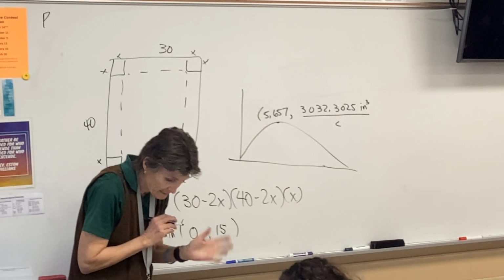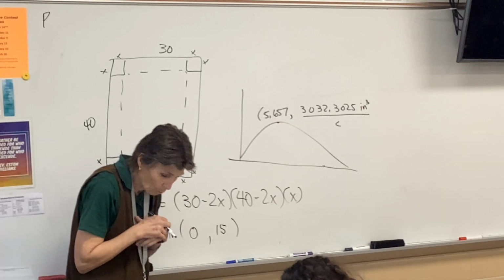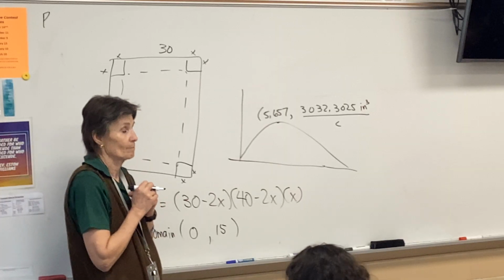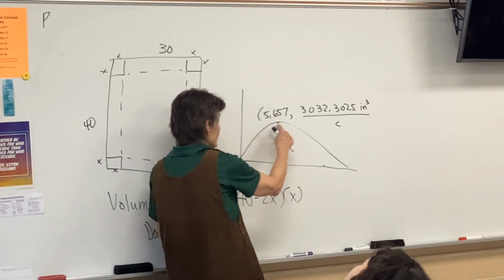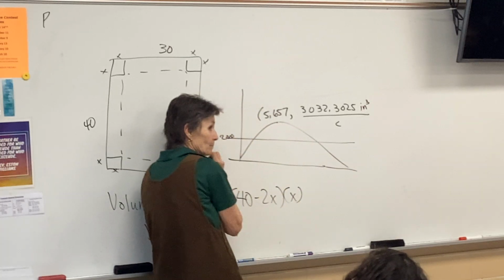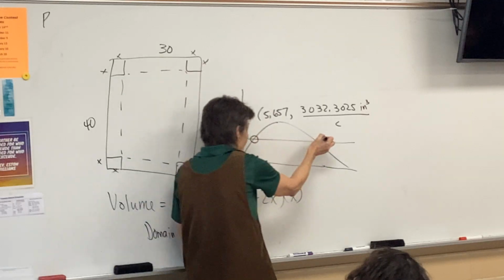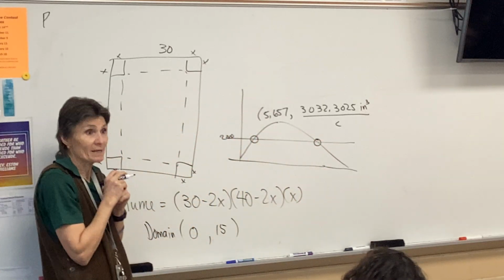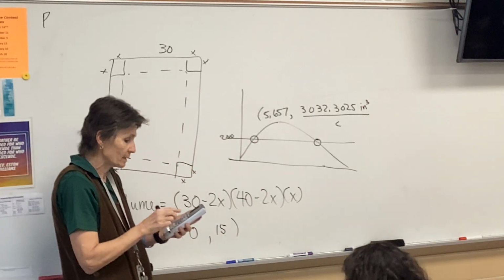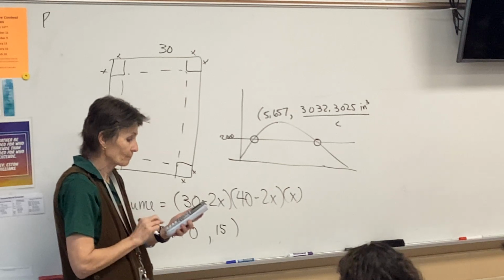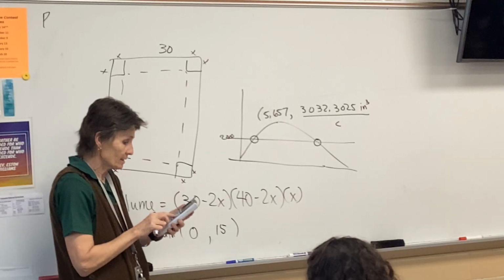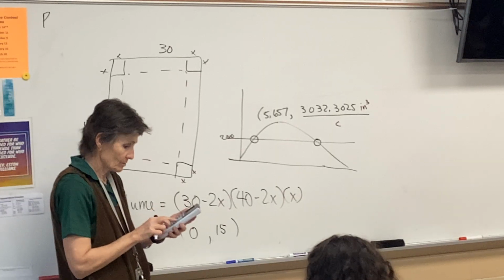What size, I'm looking at D now, what size would the corners be to have a box with a volume of 2,000? Now, if this is 3,000 right here, then wouldn't 2,000 be down here somewhere? And that is where the volume is exactly 2,000. So I'm going to go back to y equals and put in 2,000 in the graph, and then I do intersect. So second, intersect.